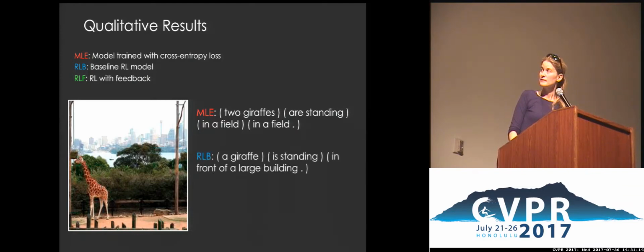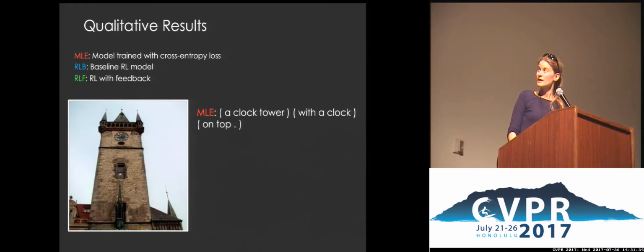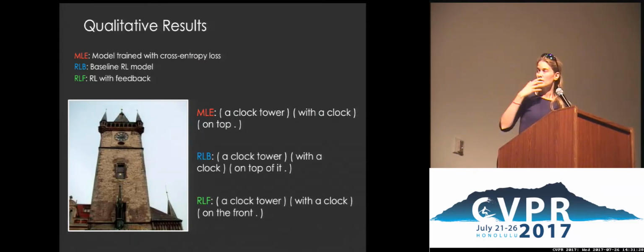Maximum likelihood. This is the reinforcement learning, the standard baseline. And this is the one with feedback. So now it gets the zoo correct. Tower with a clock. So it gets the preposition correct.